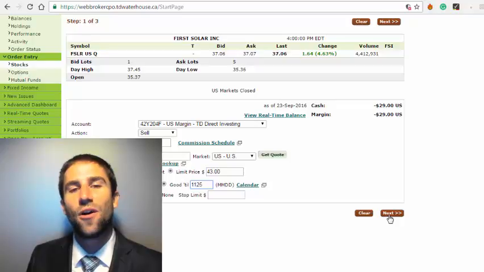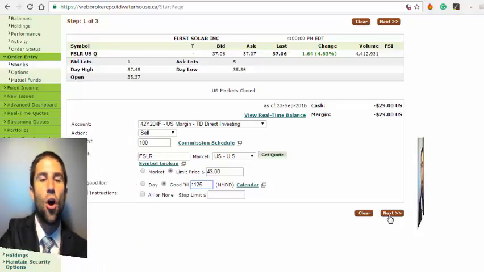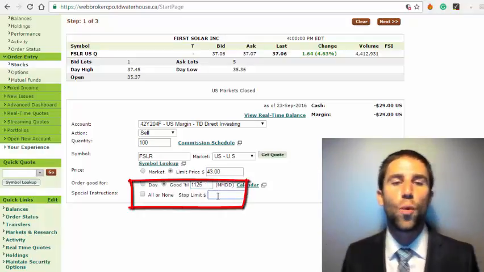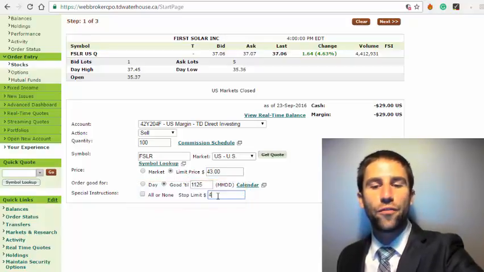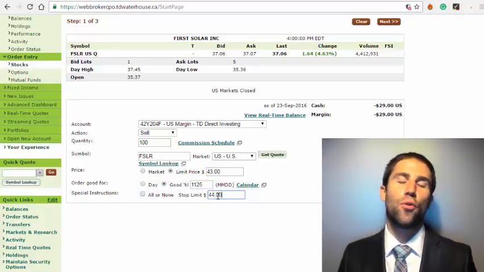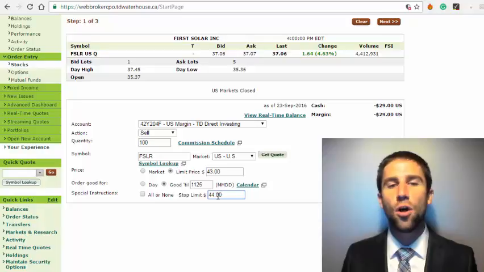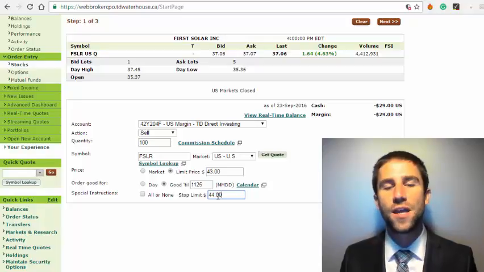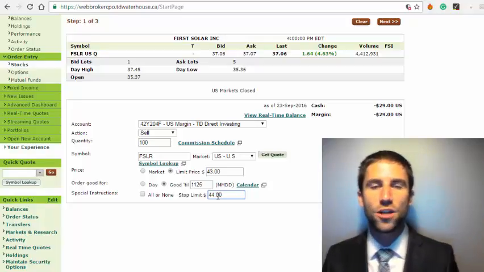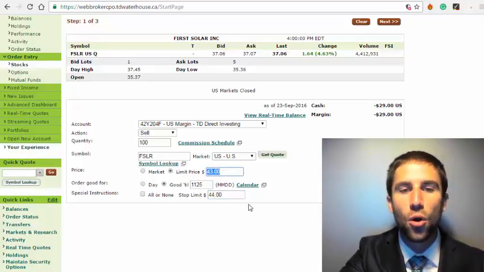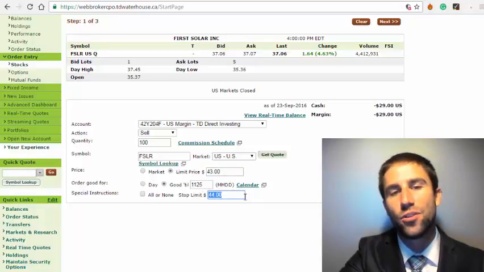A few other key things on this order screen for you to know is the all or none and the stop limit. So the stop limit can be used in conjunction with the limit price. So if I were to put a $44 stop limit price, what that would do is trigger an alert in the system to tell TD Waterhouse, I want to sell out of my position. So the minute that the price drops below $44, it would then force to sell my stocks up to a bottom of $43. So the limit price has to be at or below the stop limit price. If the limit price is higher than the stop limit price, it will never get filled.